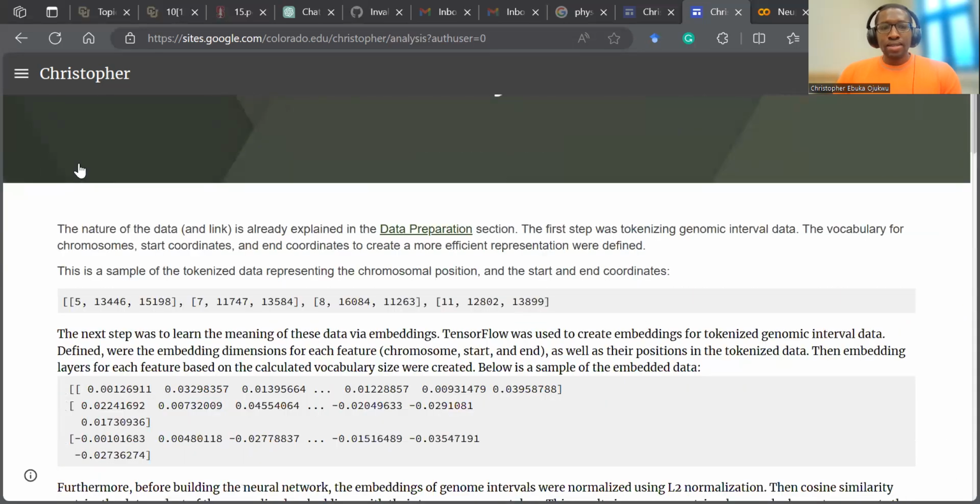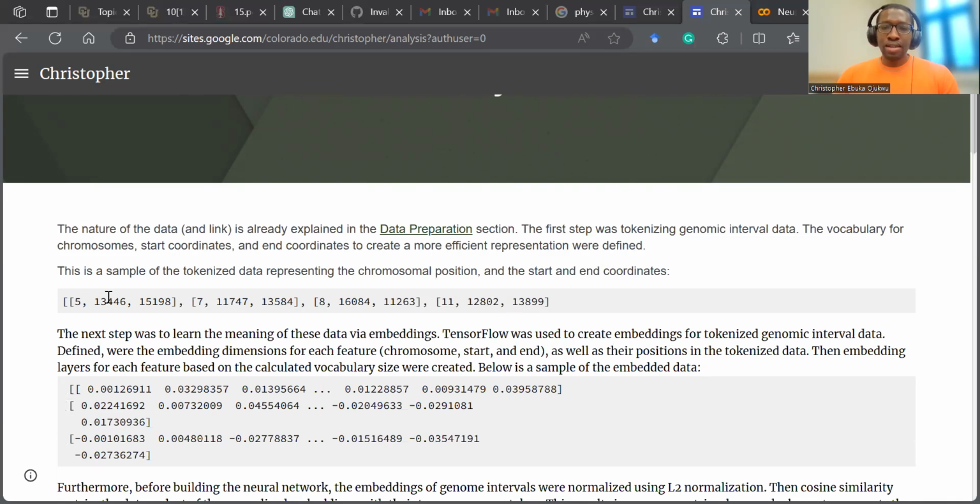So I started first by tokenizing the data, and then we see here the sample of the tokenized data. We see here the start coordinate. We see here the chromosomal position, and then we see the start coordinate and the end coordinate. And we have that for all the genes available in this reference genome.